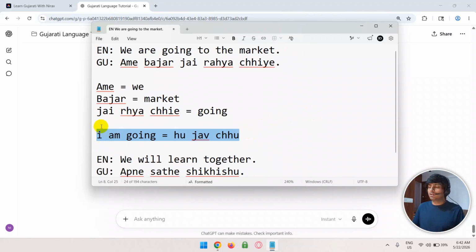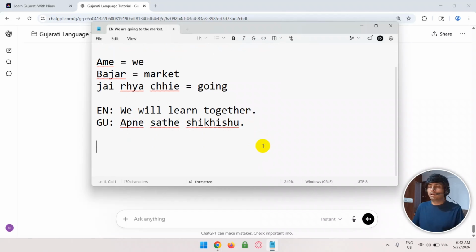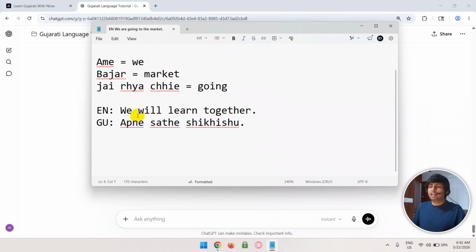So this is the meaning of we when we use this sentence. Now we will learn together. Now if you see here, I am talking, we are going to the market, and at that time I have used ame. Now here I am talking, we will learn together. So according to that sentence, the word for we has the meaning of that: આપણે સાથે શીખીશું.